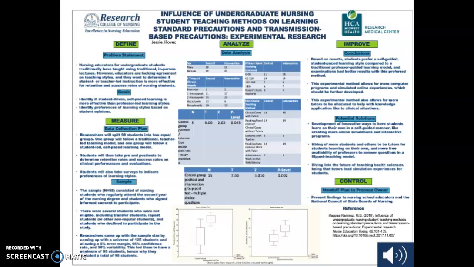So to measure the data in this experiment, the researchers split the group of 98 participants into two equal groups, one being the control group and one being the experimental group. The experimental group got online modules, more of a self-paced learning, just more of an online interactive style, and they could do it at their own pace, whereas the control group got the traditional teacher model where students go to class, take notes, listen to the teacher lecture, go home, study, and take a test on it.